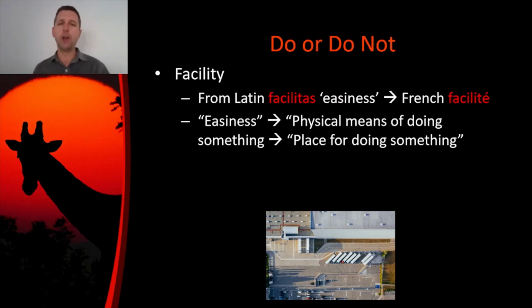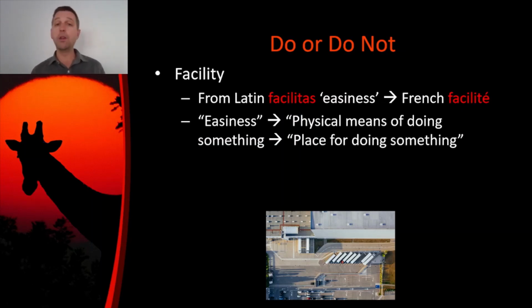However, pretty early on in English, several hundred years ago, it evolved from easiness to the physical means of doing something. And then it evolved one step further to mean a place for doing something. So a place that's set up to make it easier to do something, and therefore increasing the easiness of doing something.